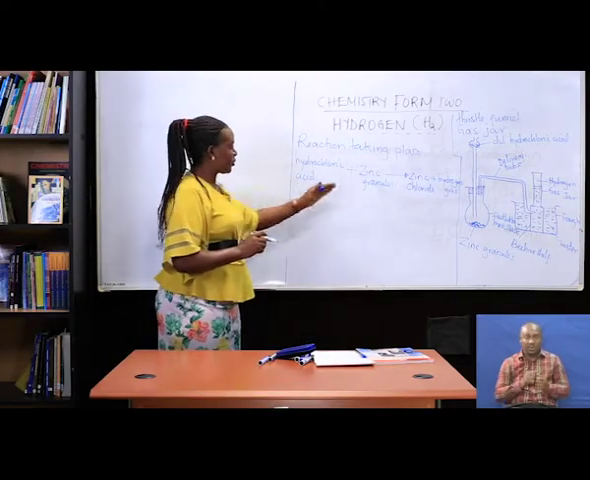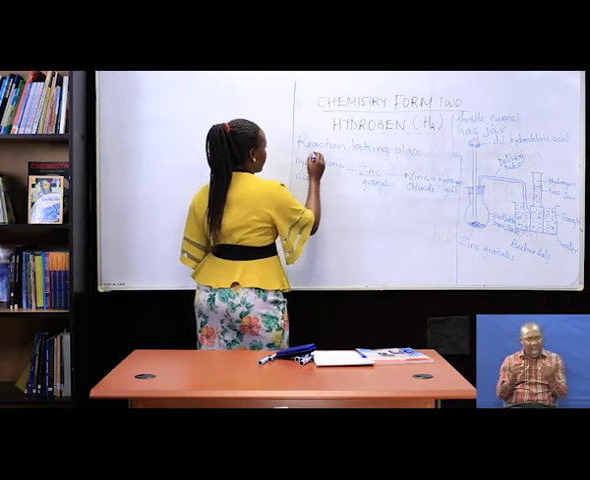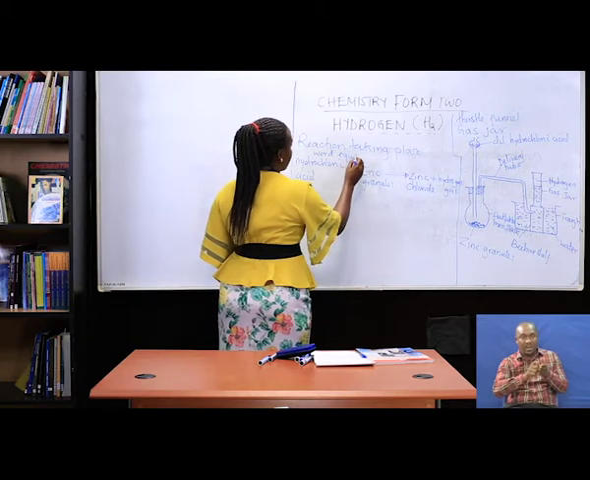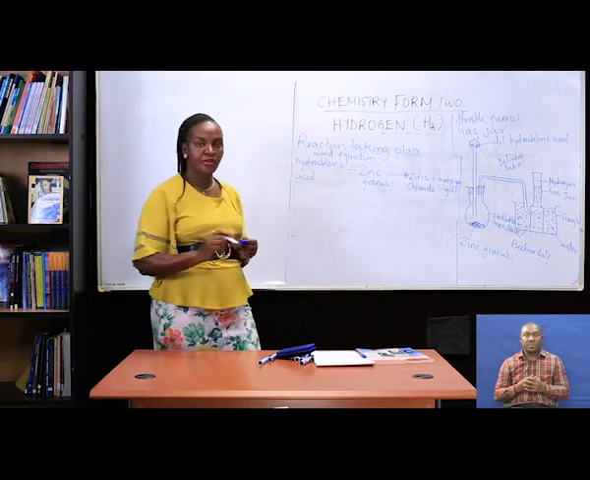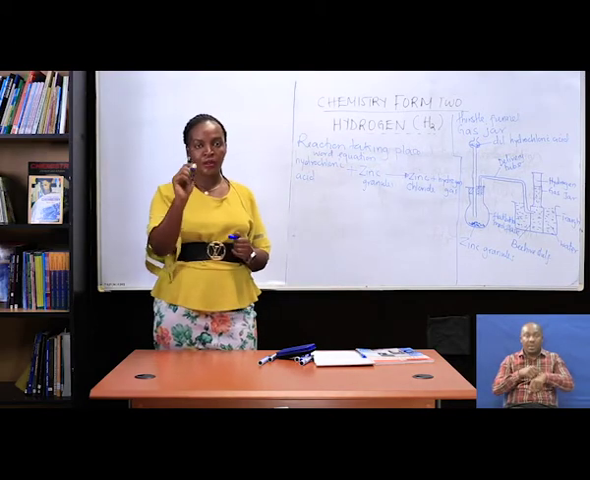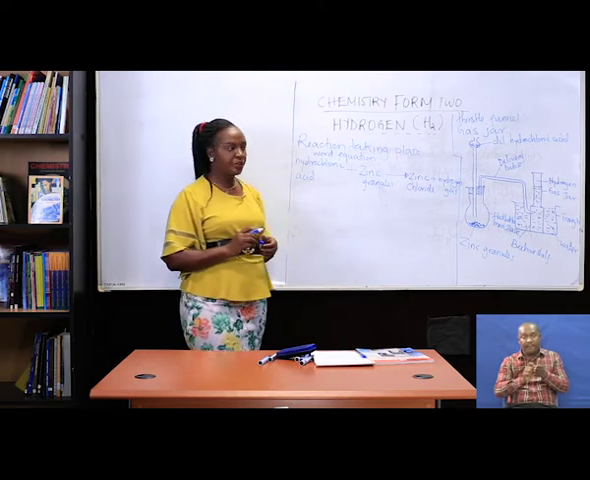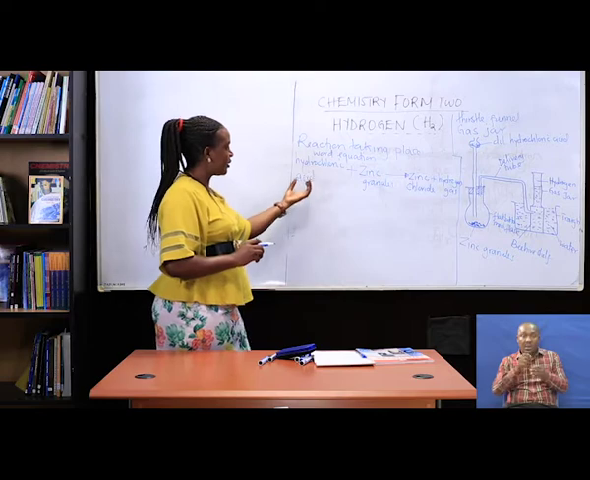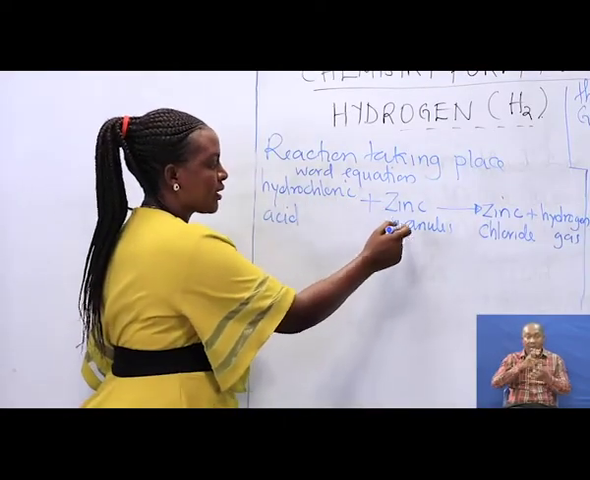And the question is, what is this kind of reaction named in chemistry? This is called the word equation. So when you are required to write a word equation for preparation of hydrogen gas in the laboratory, this is the word equation. Hydrochloric acid reacts with zinc granules.